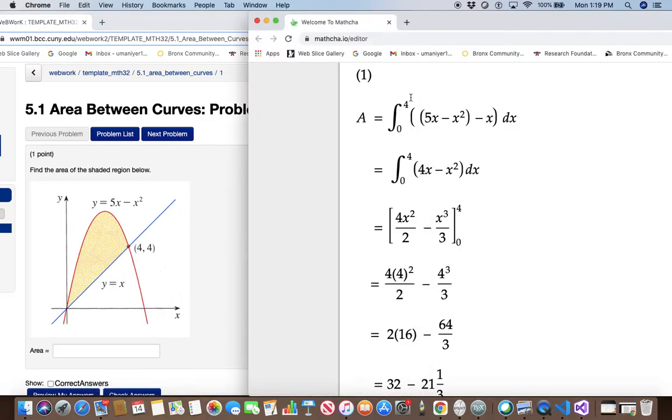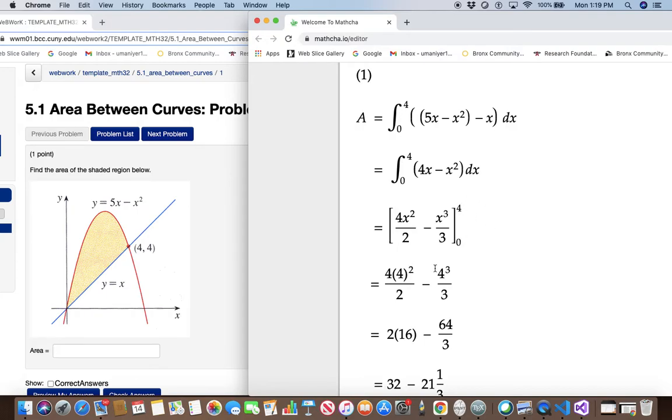Integral 0 to 4, that's the x coordinate, of the higher function, that is 5x minus x squared, minus the lower function, that is x. Simplifying, I get 4x minus x squared. Integral 0 to 4 of 4x minus x squared. You find an antiderivative, 4x squared by 2 minus x cubed by 3. Limits are 0 to 4.